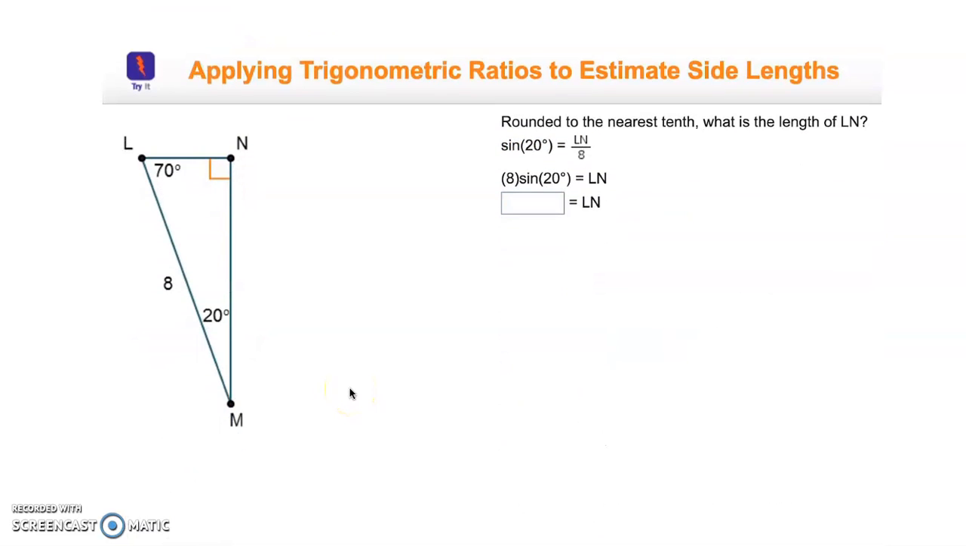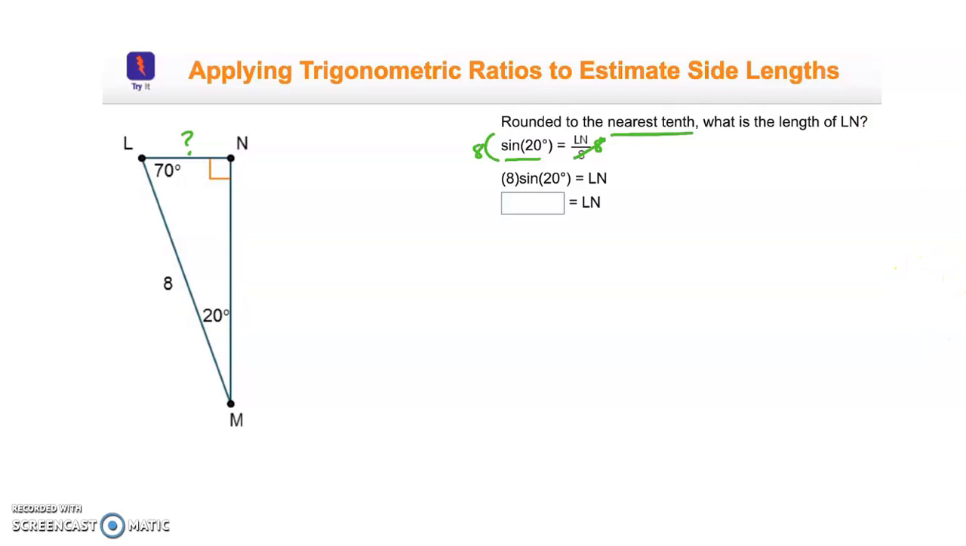So how does this help us find things? Well, once we know the correct ratios, we can actually solve for the side length. If you'll notice right here, it says round to the nearest tenth. What is the length of ln? We don't know this side length, but we do know that the sine of 20 is equal to ln over 8. So if I multiply both sides by 8, then we get 8 sine 20 equals ln.